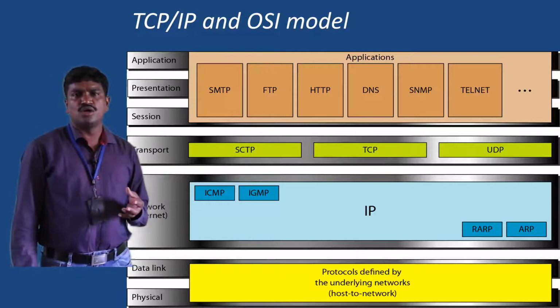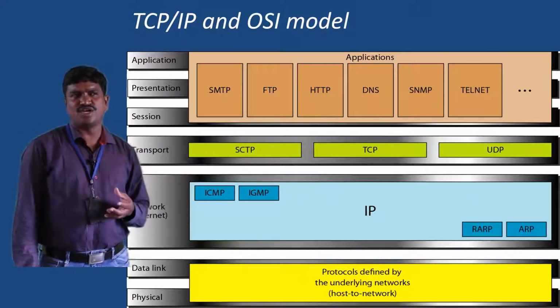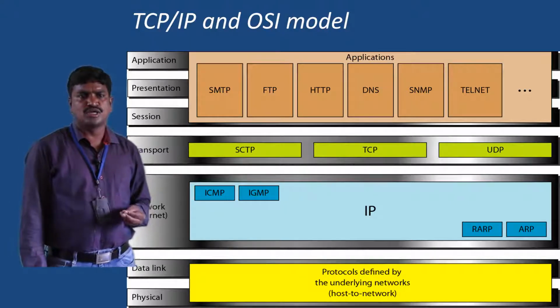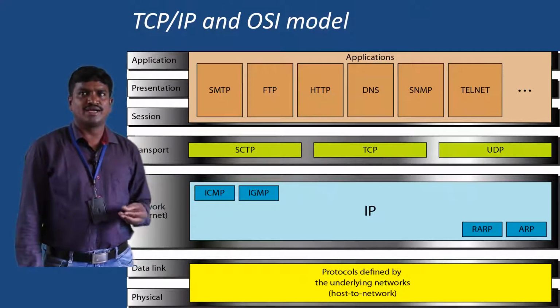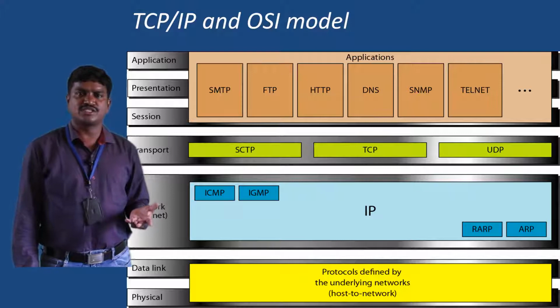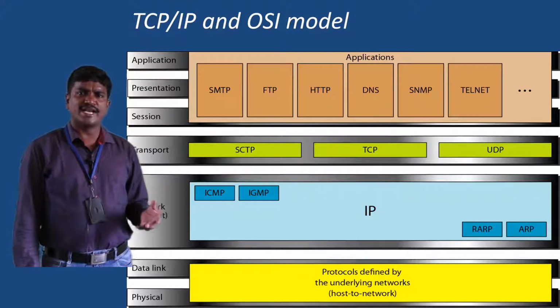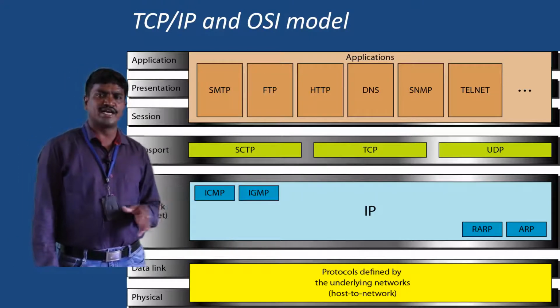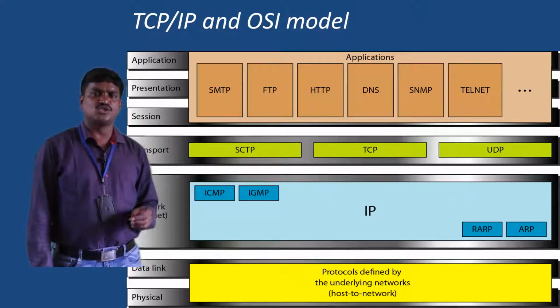UDP protocol, we call it an unreliable protocol because it works on wireless, and data may transfer in different directions. So UDP is an unreliable protocol. Basically it is used for wireless data communication.